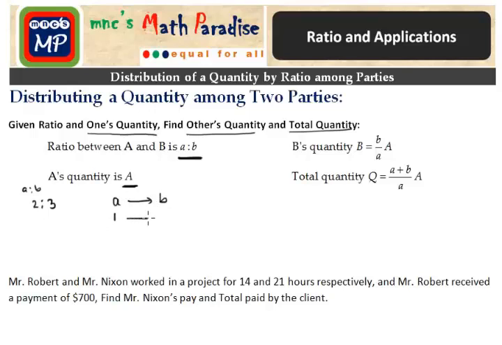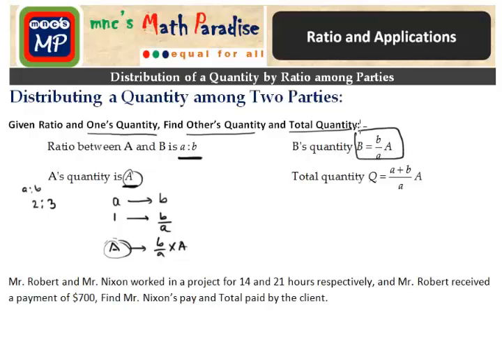So if A's quantity is 1 unit, then B's quantity will be b by a. But if A's quantity is given as amount a, then it will be b divided by a, times a. That means this is B's quantity. When A has amount a, B will have this amount. So B's quantity is given as this.